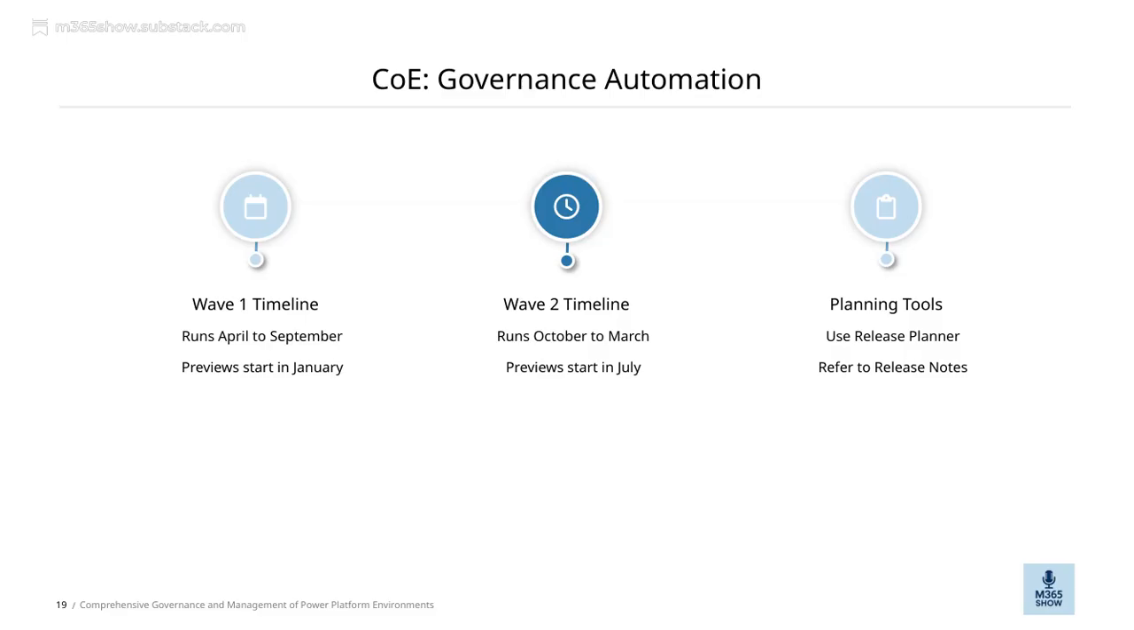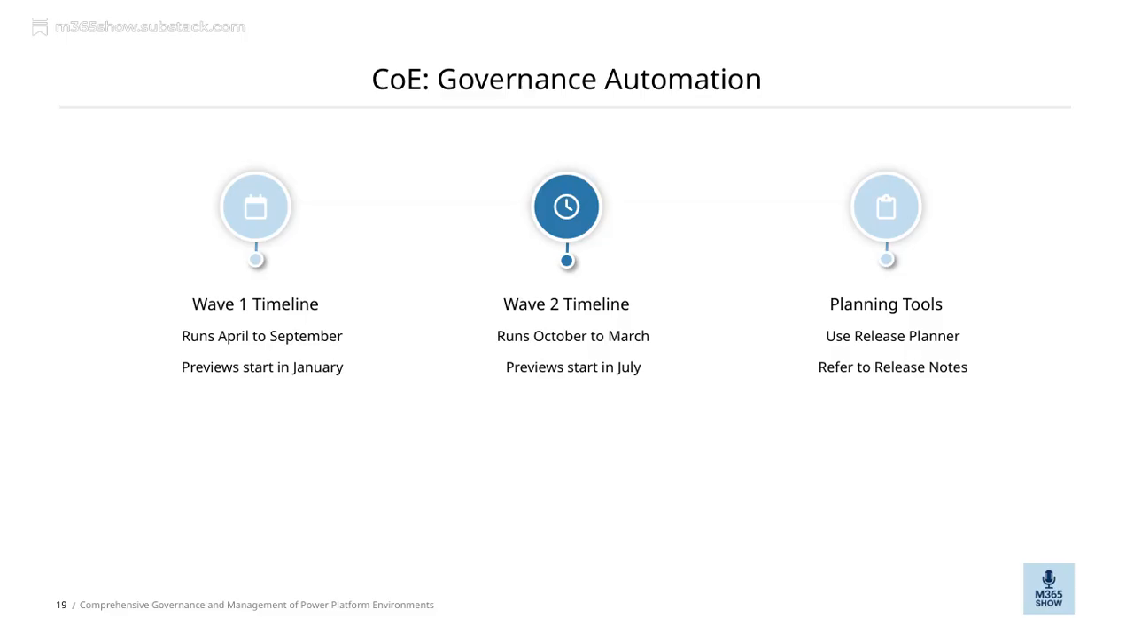Also, be sure to refer to the release notes regularly. They'll give you important updates and details about what's new or changing. Moving on to Wave 2, it spans from October to March. The previews for this phase will begin in July, giving us a good lead time to prepare for the full deployment.